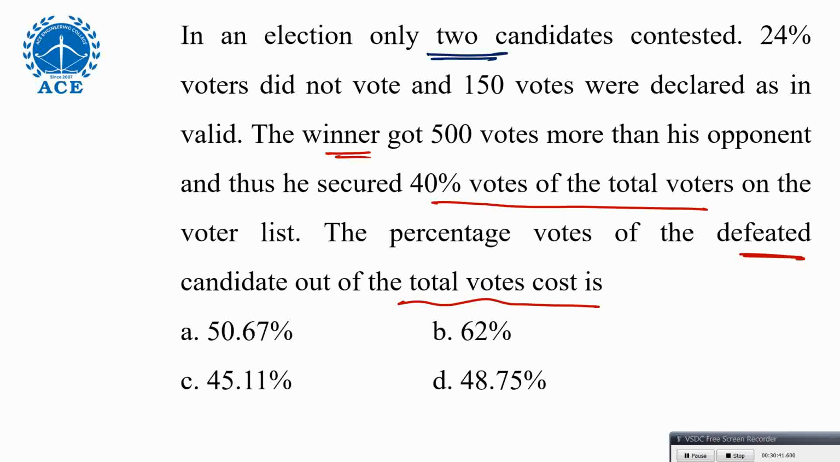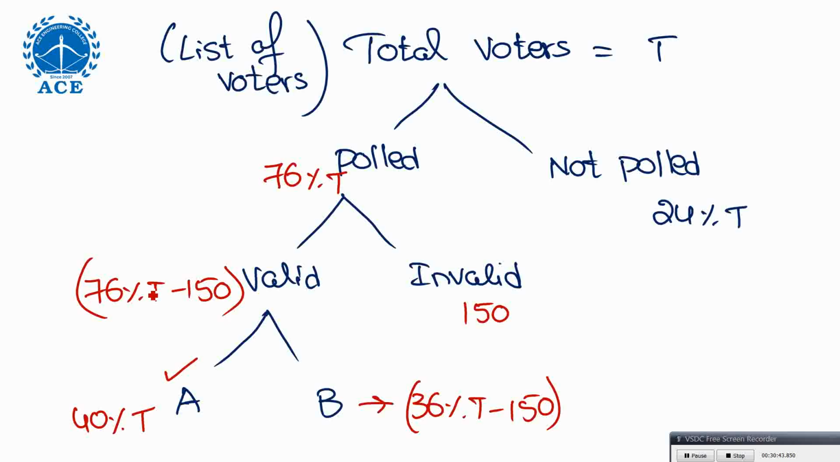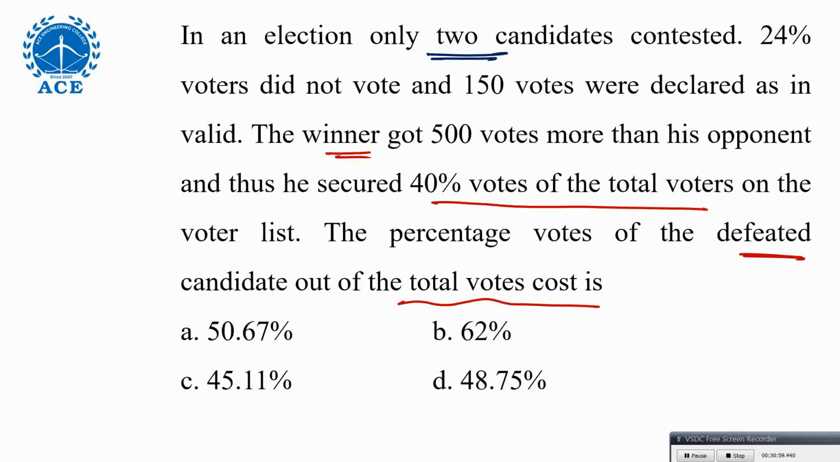If you try that, you know valid is 76% of T minus 150. You know the T value, 76% of that minus 150. You know B, so this is a possibility, because 36 out of 76 is nearly 50%. Close to 50% you have options. It may be 45.1 or 48.75. That's the mistake they made while creating the question. It should be out of total valid votes. Instead of total votes, if you try valid votes, you'll get the answer.